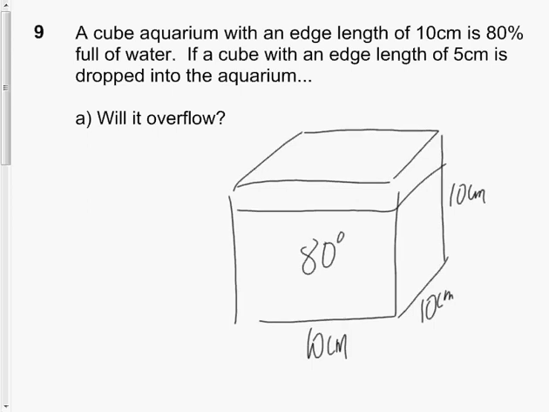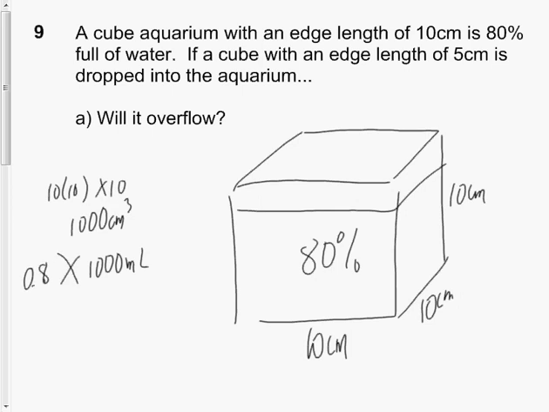So the first thing I would likely do if this was my test question is draw that. And the first thing I'm going to do before I even read the next sentence is calculate the volume of that. So 10 times 10 multiplied by 10 will be 1,000 centimeters cubed, or if it's water, 1,000 milliliters. And if it's 80% full, 80% of that is 800 milliliters of water. That's what's in the tank to start with.